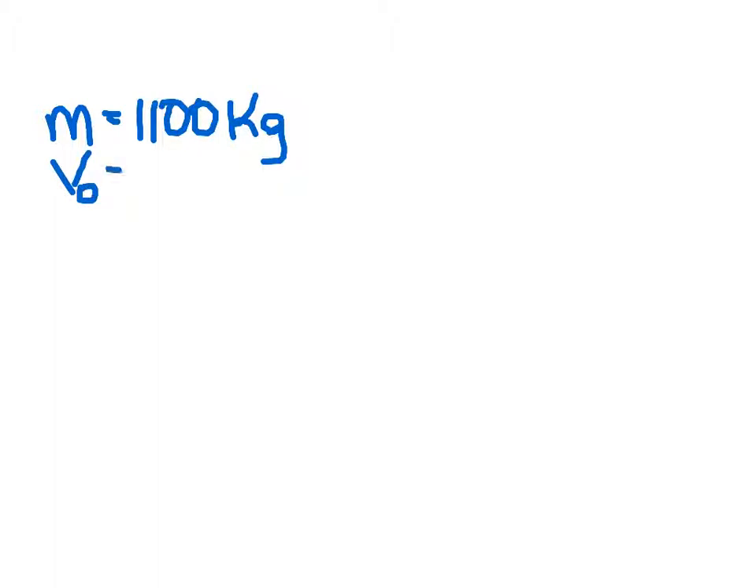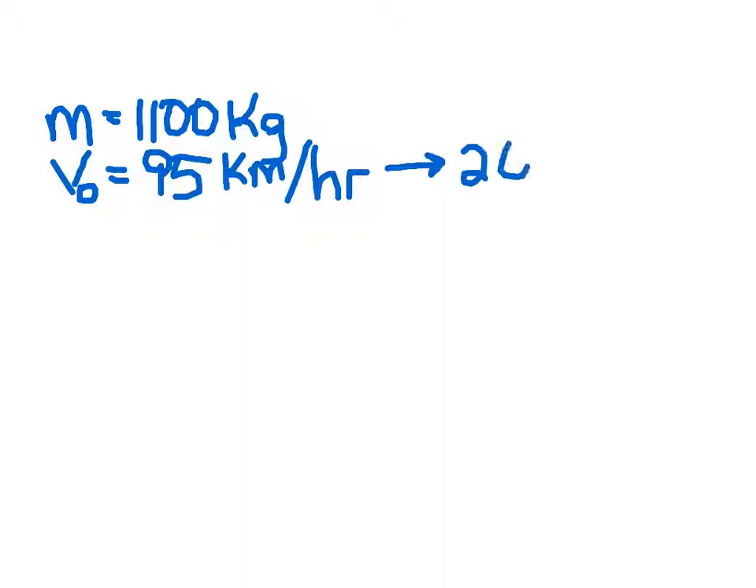The first thing that we know is that the mass of the car is 1,100 kilograms. We also know that it's traveling at 95 kilometers per hour, so we could say that its initial velocity, or v naught, is equal to 95 kilometers per hour. You should star that and say, hey, wait a second, I'm going to have to convert that to meters per second, and once you deal with that, you should get something along the lines of 26.4 meters per second.